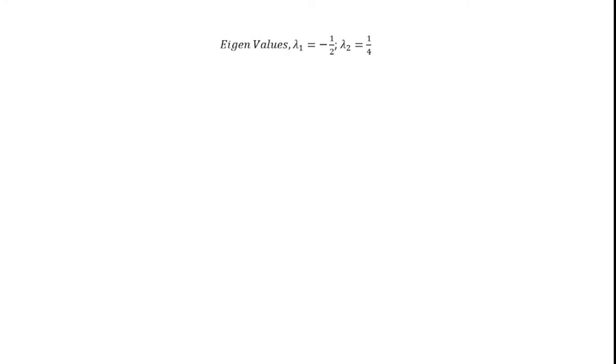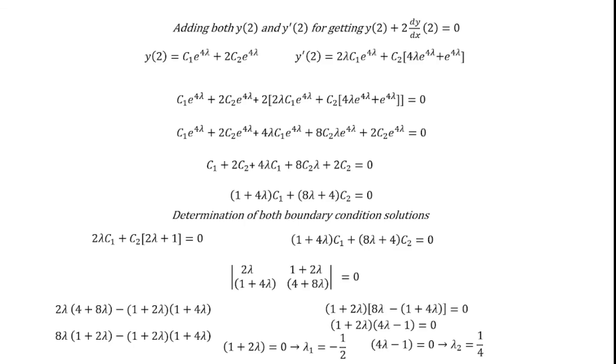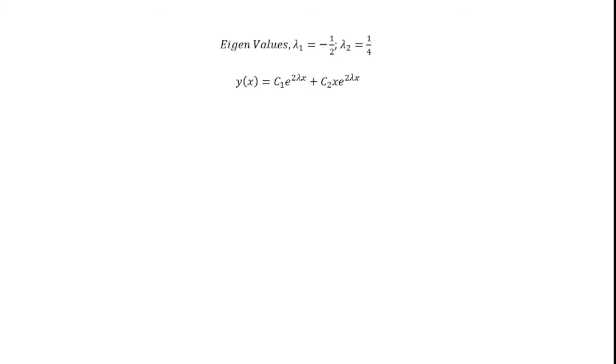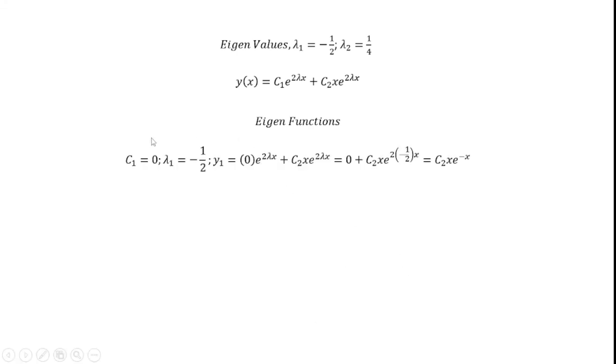After that, what is the step? The identification of eigenfunctions. According to our previous step, lambda 1 is equal to minus 1 by 2, lambda 2 is equal to 1 by 4. Both are the eigenvalues. Then we can concentrate on the complementary function, which is y of x is equal to c1 into e power 2 lambda x plus c2 into x into e power 2 lambda x for identifying the eigenfunctions. Here I can substitute the first condition. First, always consider c1 is equal to 0 and lambda 1 is equal to minus 1 by 2, what I got from the eigenvalues in the previous step. I can substitute the same thing here. So y1 is equal to c1, which is 0, into e power 2 lambda x plus c2 into x into e power 2 lambda x.